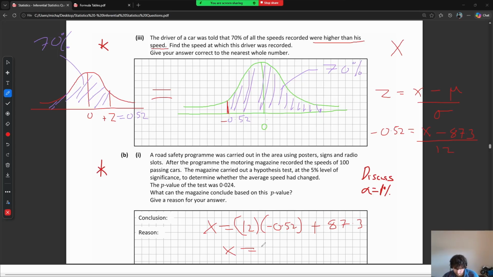So this driver's speed is, let me do it here, about 81.06. That has units of kilometers per hour, I'm sure it's kilometers per hour. We're told to round this to the nearest whole number, so he's doing 81 kilometers per hour. It's pretty close to 81 anyway. So that's that. That was a good question with the areas. It's more of a z-score question than anything else. So I'll clear this away and get us set up for part B.